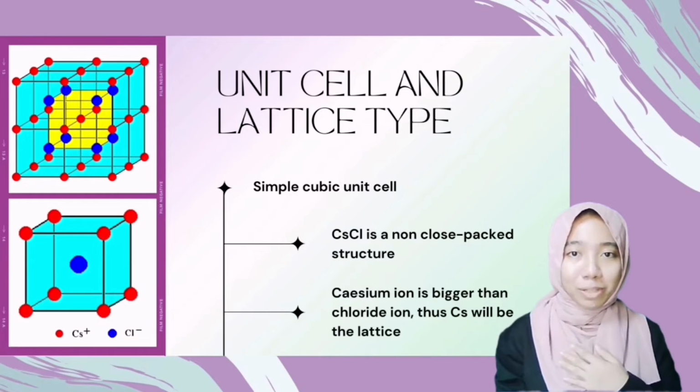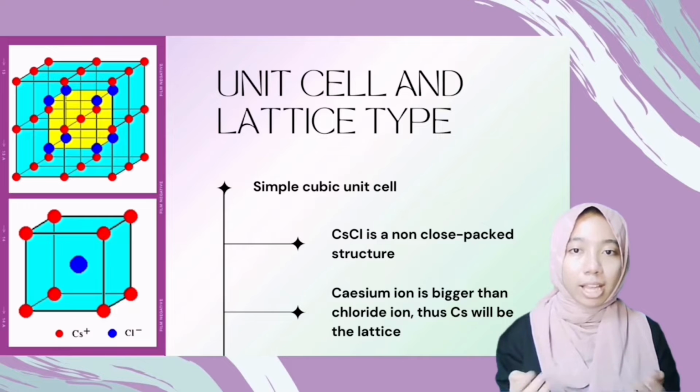Now, I will explain about the unit cell and lattice type of caesium chloride. Caesium chloride is a type of unit cell that is commonly mistaken as body-centered cubic, since there is a center atom in the unit cell. But caesium chloride is a really non-compact structure type. Caesium chloride crystallizes in a simple cubic unit cell and has a cubic arrangement.